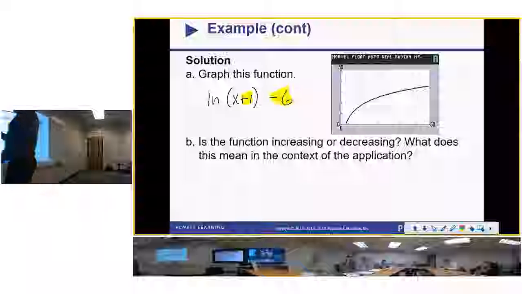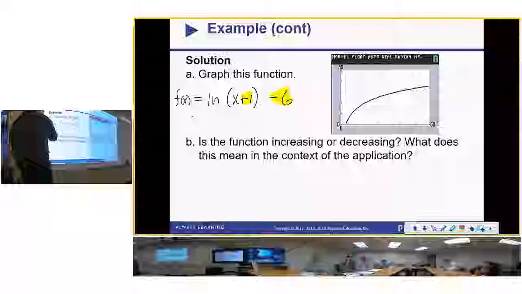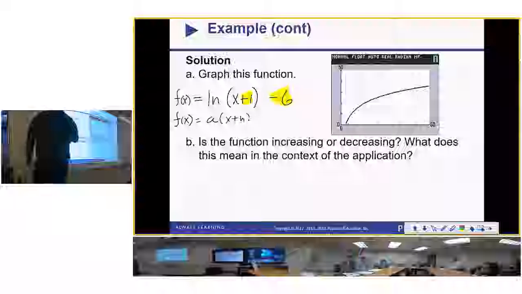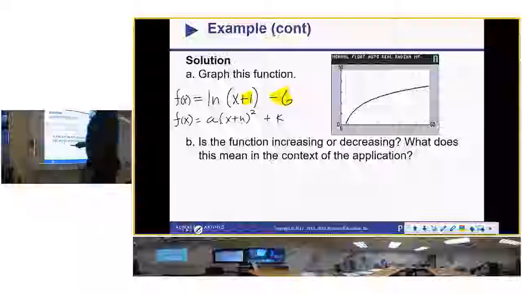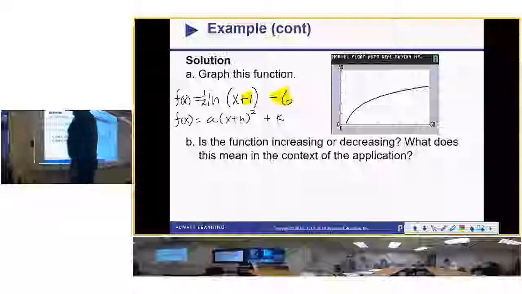Just like we did with completing the square, your vertex. I will just write it like this. f of x is equal to a times x plus h, quantity squared, plus k. It's following that same pattern. Now, what if I had a 1/2 out here? What would that do?